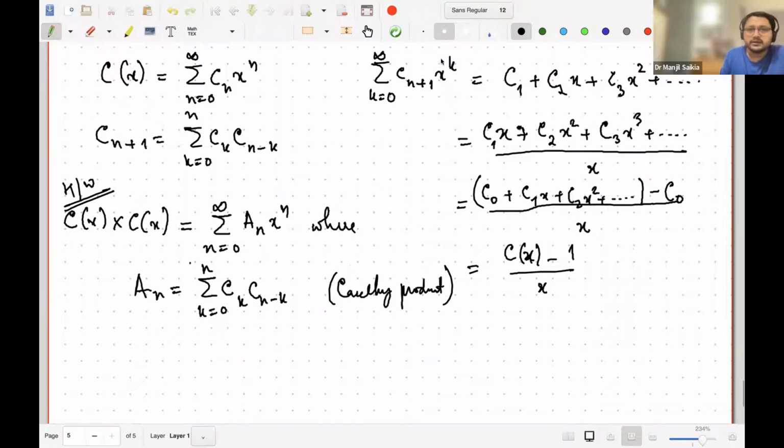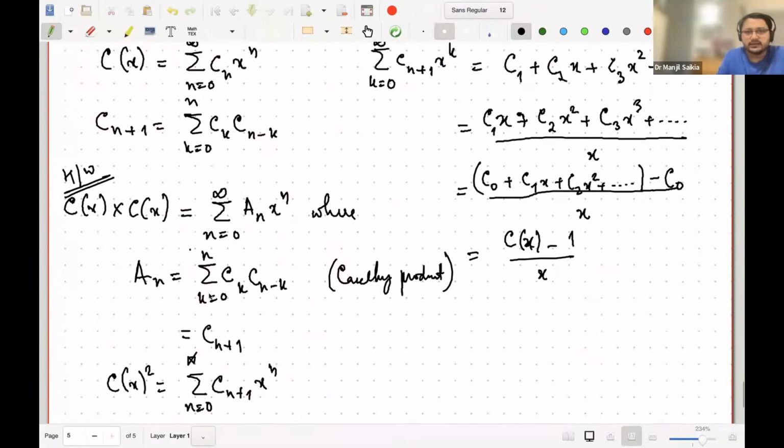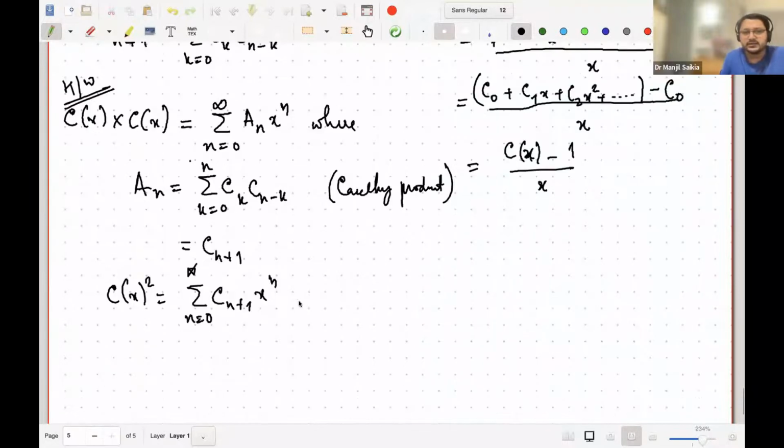Now let's compare this generating function with this generating function. The an's here are given in terms of this, but I had defined the recurrence for C(n+1) as exactly this quantity, which is here. So basically this an is equal to C(n+1). What this means is that C(x) squared is actually equal to the sum of C(n+1) x to the power n, going from 0 to infinity. And in this step, I had already proven that this quantity is equal to (C(x) minus 1) over x.